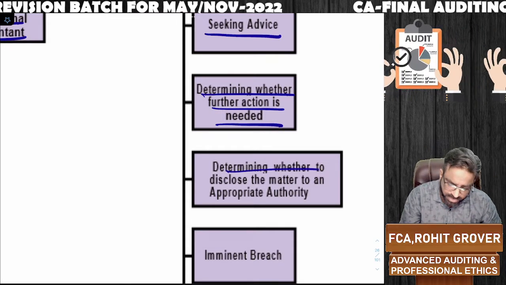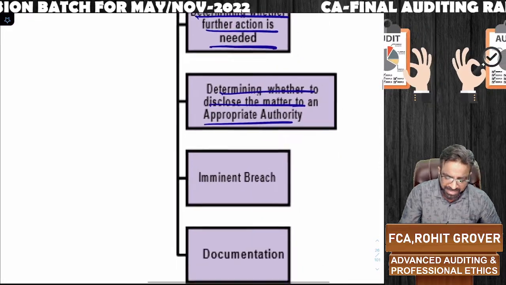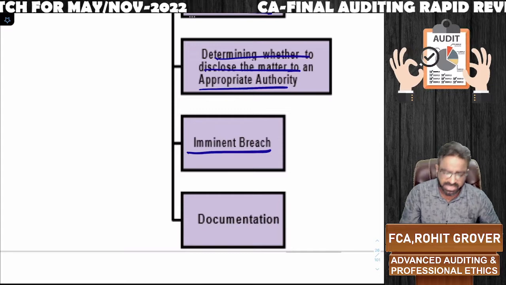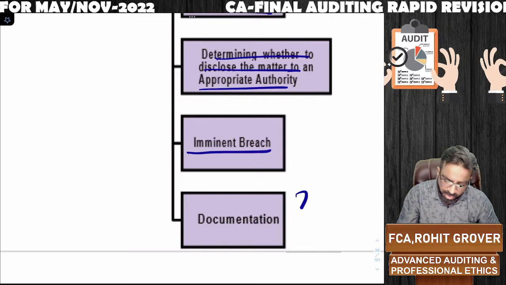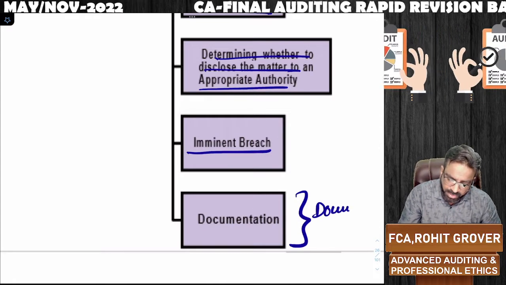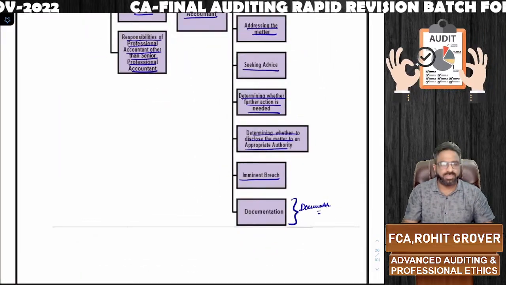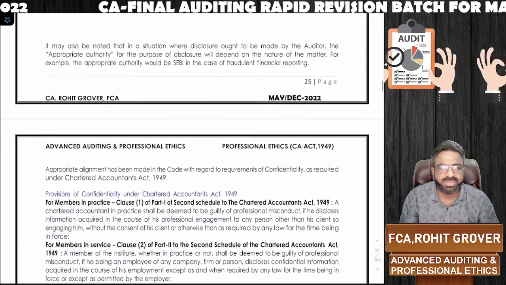Determine whether to disclose it to the appropriate authority or not. And see whether it is an imminent breach. Is it a big breach? If it is a big breach and it is required to be reported, but always you are required to maintain what? Documentation for the NOCLAR. Like we maintain the documentation in SA 250, you also have to maintain the documentation in NOCLAR.